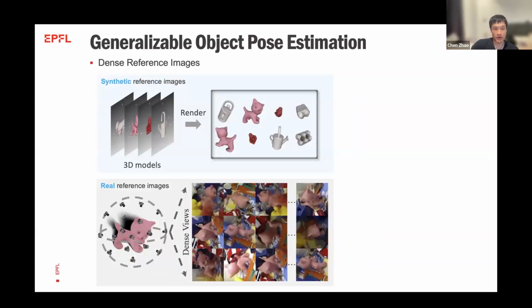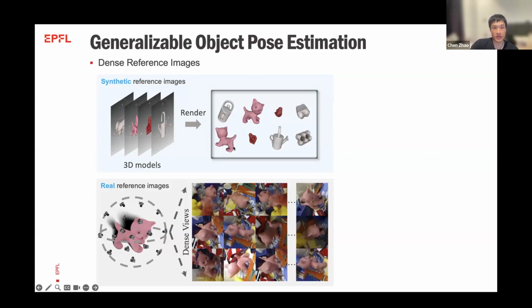And also, to define the reference, there are lots of different settings. Next, I'm going to introduce them one by one. The first setting is dense reference images. In this case, we assume that we have dense-view images as reference.